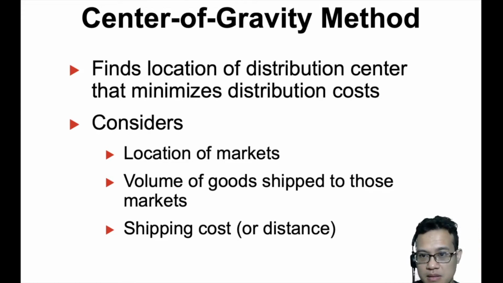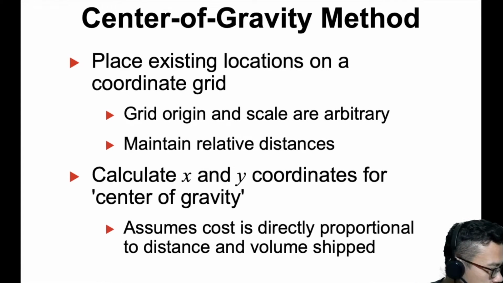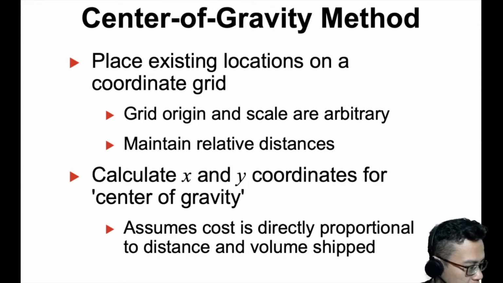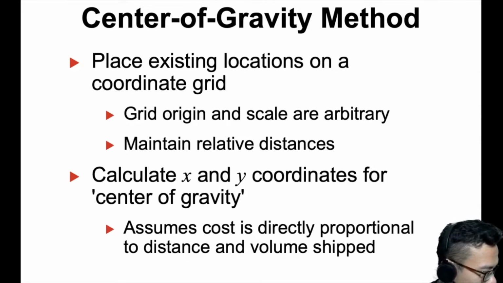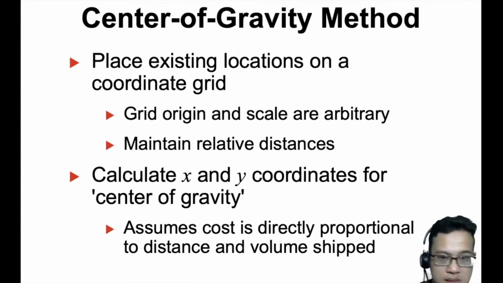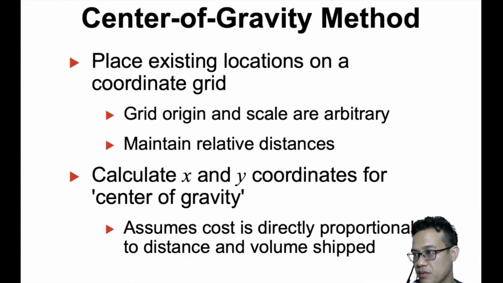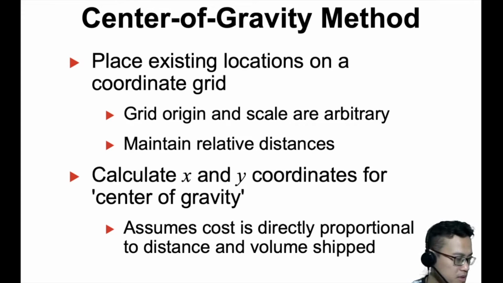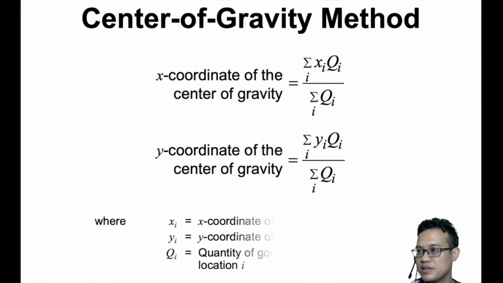So the first step in the center of gravity method is to place the location on the coordinate system. This will be illustrated here. You place existing locations on a coordinate grid. The grid origin and scale are arbitrary, but maintain relative distances. Next is to calculate the x and y coordinates for the center of gravity, which assumes cost is directly proportional to distance and volume shipped.